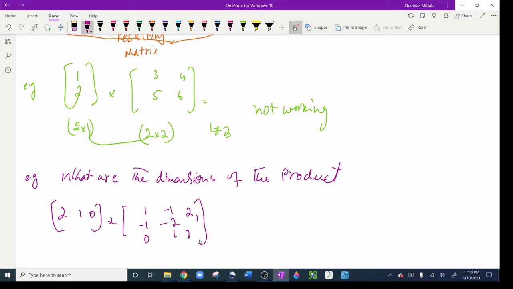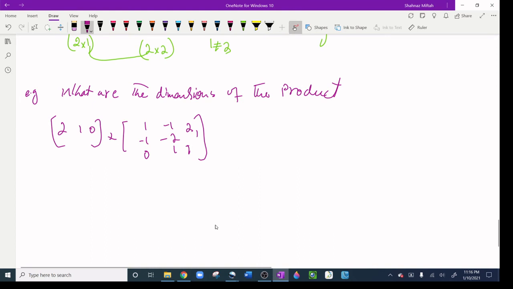Okay, so let's first figure out if the size is okay. What are the dimensions? This one is 1 row and 3 columns. This one is 3 rows and 3 columns. The multiplication is going to work. Look, the 3 is exactly the same number. What is the resulting matrix? 1 by 3, so it's supposed to be 1 row and 3 columns.